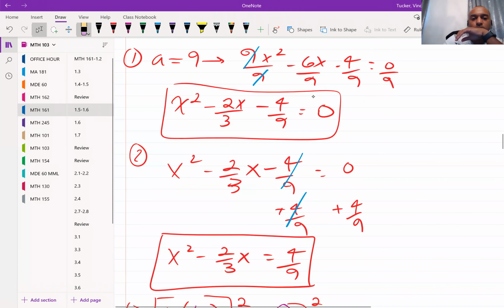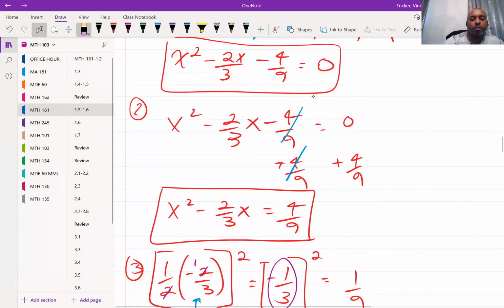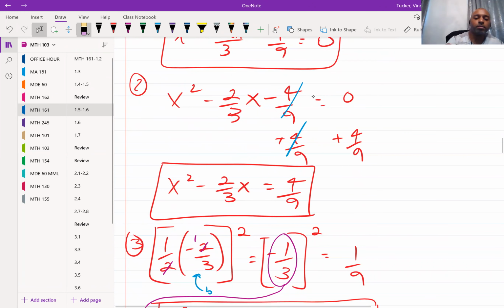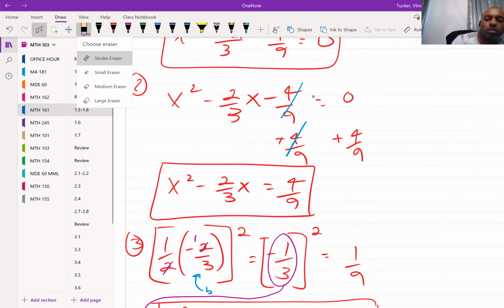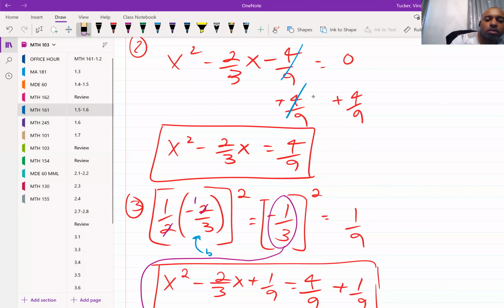All right. Third step, take half of the b term. This time that b term is 2/3. So in step 2, it's 2/3x and not 2x/3. It's the same thing. Those are the same thing. Okay. Yep. Just preference in how you want to write it. But 2x/3 and 2/3 x, the same exact thing.